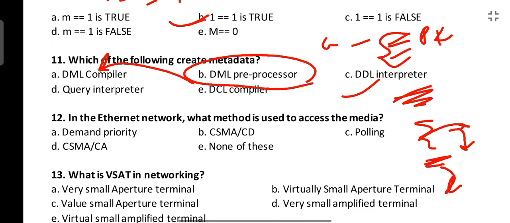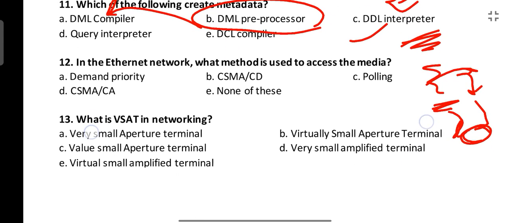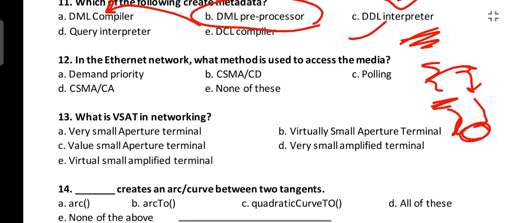What the DML compiler will do is check whether the SQLs are correct or not, and by proper time management both will be combined and an object code will be produced. This is part of the compilation process. So we should know what is the DML preprocessor and what is the DML compiler. Okay.